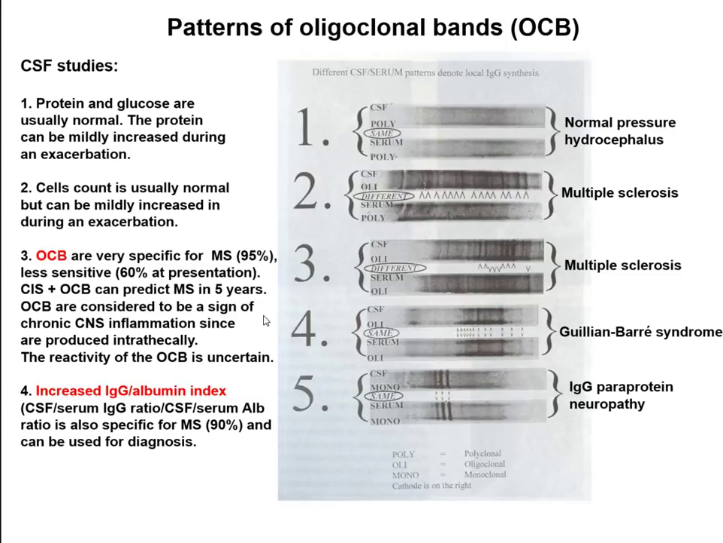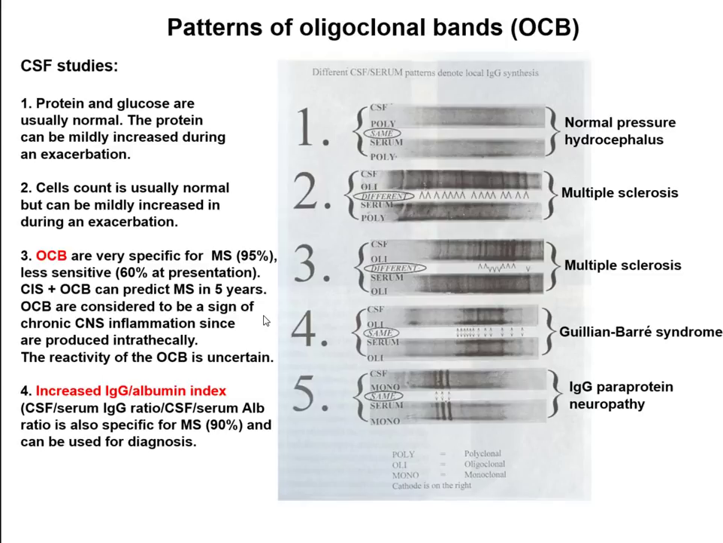Oligoclonal bands, which are seen in multiple sclerosis, are very specific for the disease. However, they can be less sensitive in patients who present with their first acute neurological deficit. Oligoclonal bands are a sign of chronic central nervous system inflammation, and they tell us that you have intrathecal production of protein that should not be there.